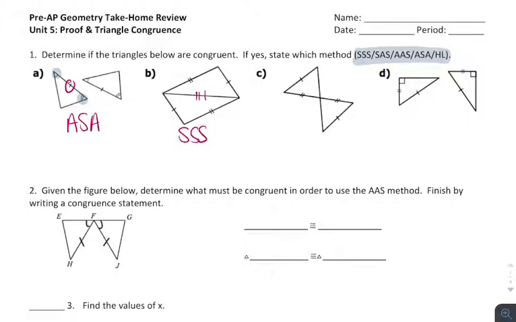On C, we can use vertical angles to prove that those 2 angles are congruent, but if we spell that out, we have angle, side, side. Angle, side, side is not one of our options, so C is none. And on our last one, we have a right angle. This one and this one is going to be our hypotenuse. These two are our legs, so D is congruent by HL.